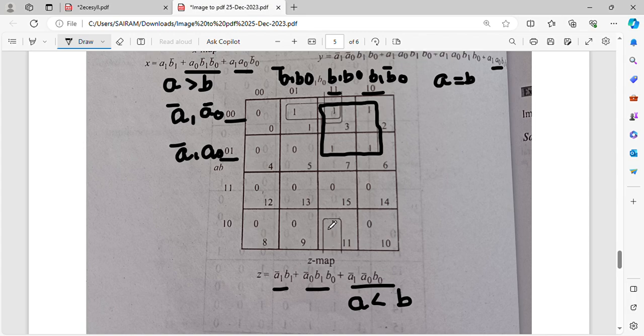So here there is 11, here there is 3, and when we fold it, what overlaps? You get A1 A0 the whole bar, right? A1 A0 the whole bar and A1 bar A0 bar will overlap. So when the overlap happens, what happens? You get A0 bar as common.